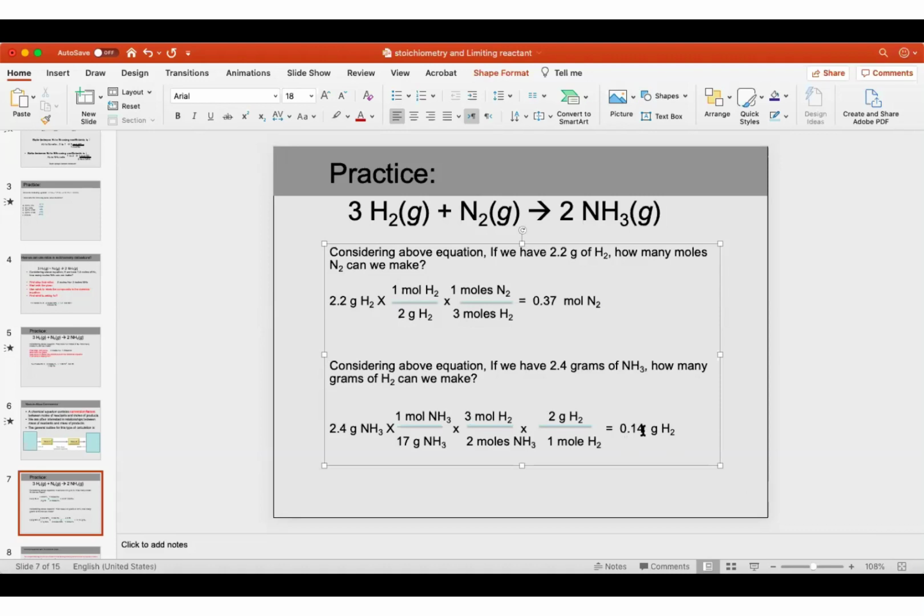The answer is 0.047 gram of hydrogen, point 42.